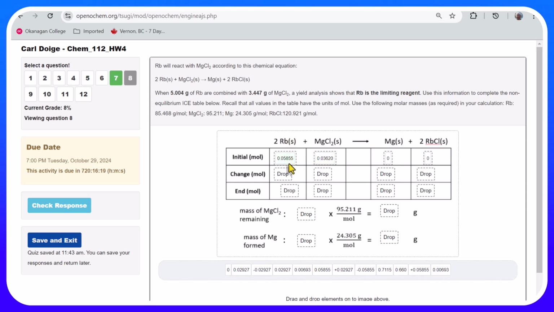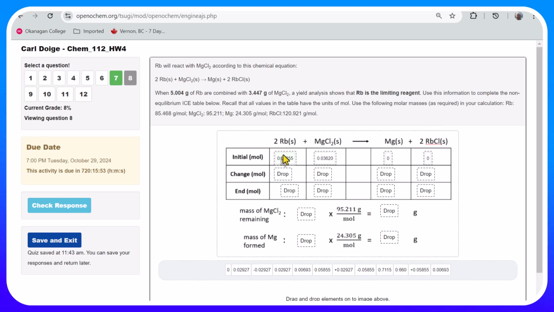So there was a little bit of a calculation that needs to be done here. Verify indeed that you can do this. So I took the 5.004 grams of rubidium and I divided by rubidium's molar mass, and I end up with this amount. Same thing for the magnesium chloride. Of course, before the reaction has started, there are no products, so no magnesium solid, no rubidium chloride.